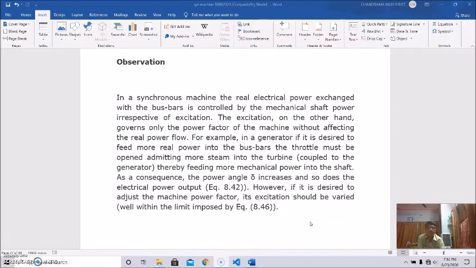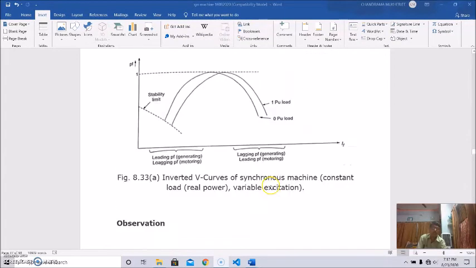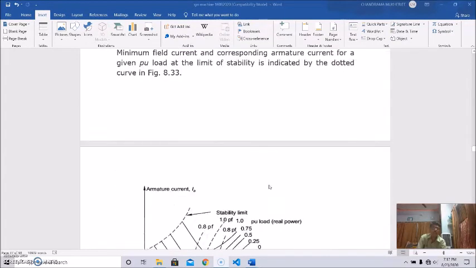And as you can see, as a consequence the power angle delta increases, and so there is electrical power output. That is from the earlier equations we have seen. However, if it is desired to adjust the machine's power factor, its excitation should be varied well within the limit imposed by equation 8.46 here. That we have seen.